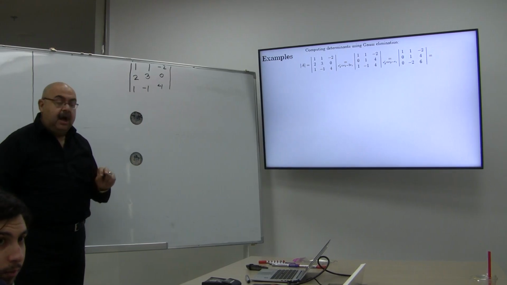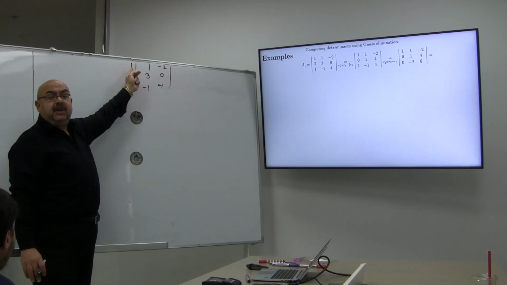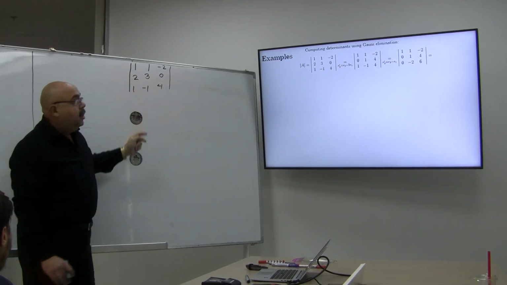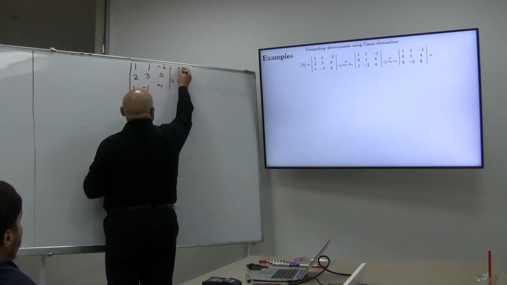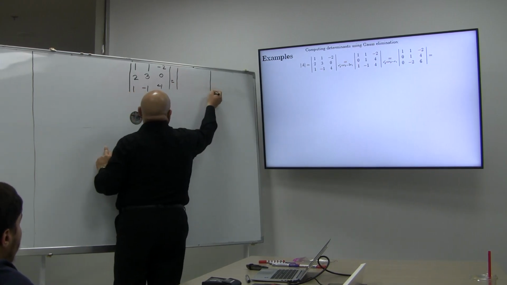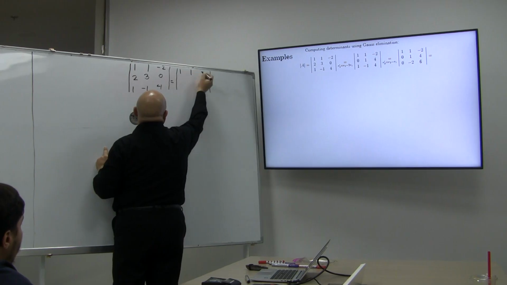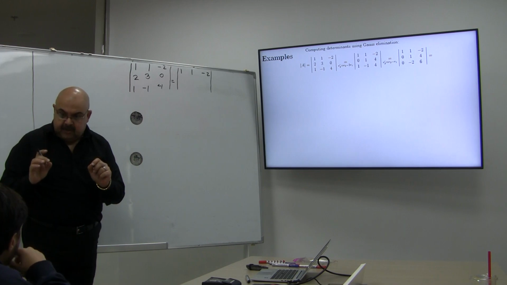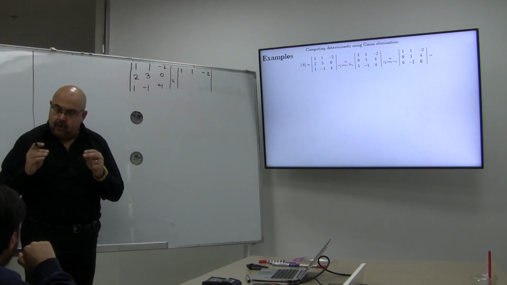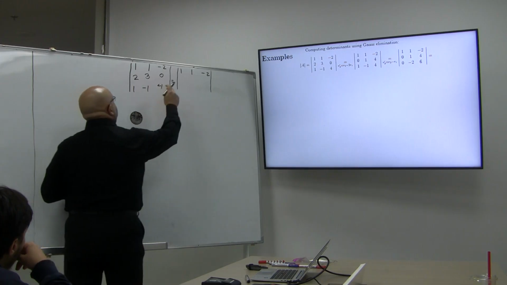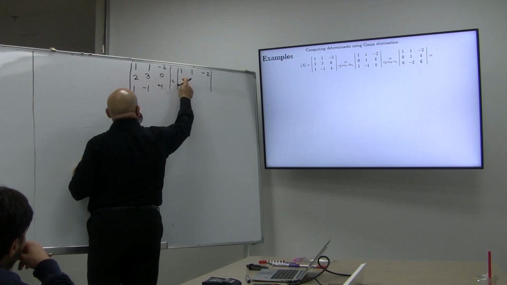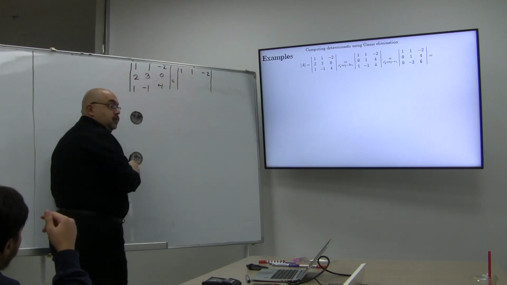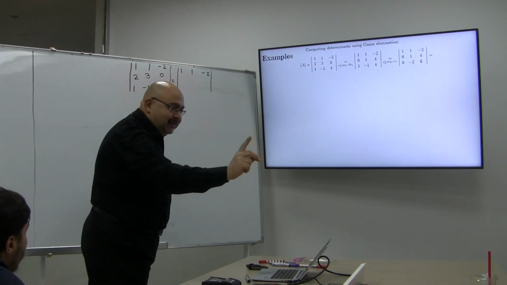First step, I will need this number to be positive 1. It's going to be simpler for me to force the elements beneath it to be zeros. One of the rules that I will use, I will keep the first row as it is, which is 1, 1, and negative 2. Then I will add a multiple of the first row to the second row. How to force this number to be 0? Multiplying the first row by negative 2 and adding it to the second row. This operation doesn't change the value of the determinant.